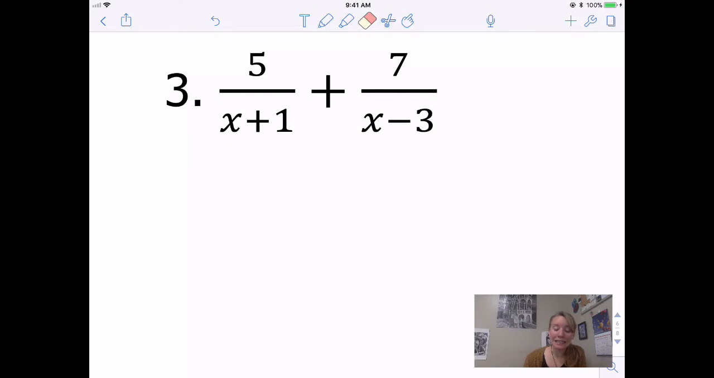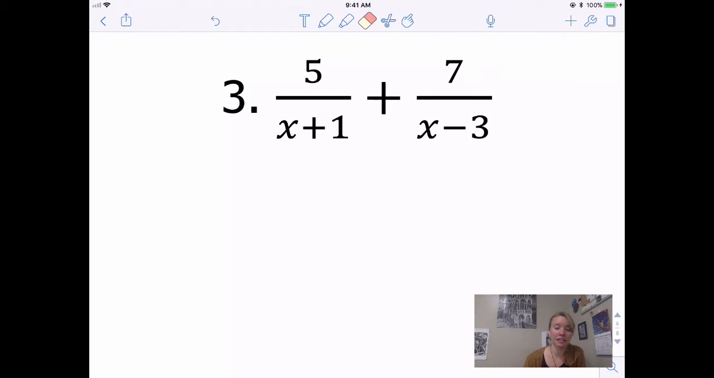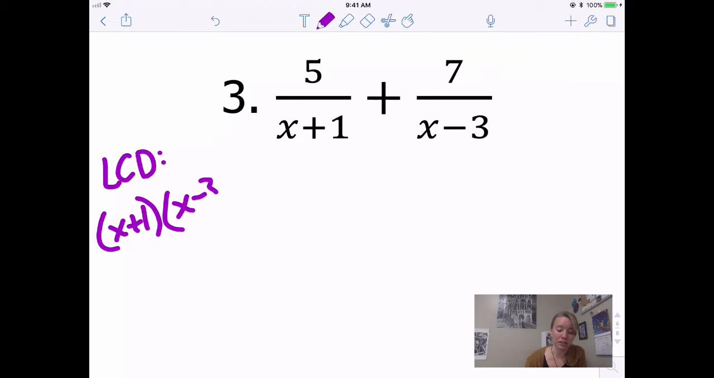So what I really need is for there to be an x plus 1 and an x minus 3 in my denominators. So I can say that my LCD is going to be x plus 1 times x minus 3, because I need to have an x plus 1 and an x minus 3. Okay, so now I look at my two fractions. What the first one is missing is x minus 3.